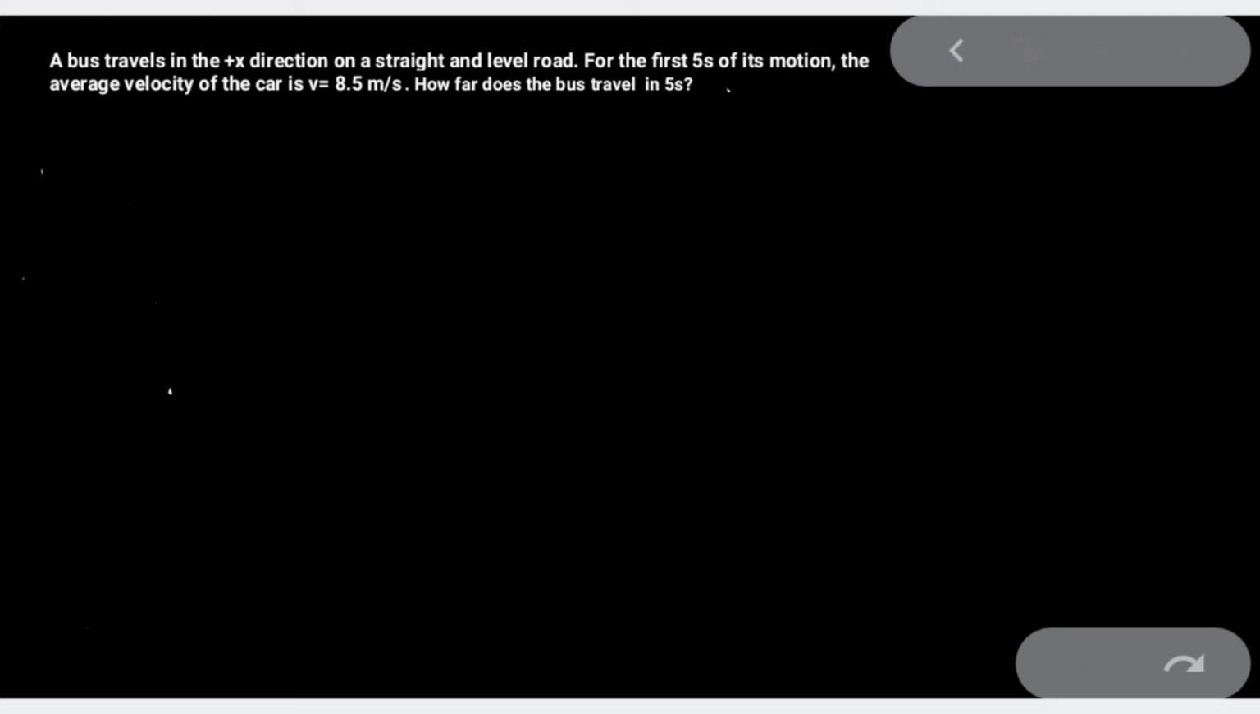In this problem, what we see is there is a given time, which is 5 seconds, and a given average velocity, which is 8.5 meters per second. We are now looking for the displacement of the bus.